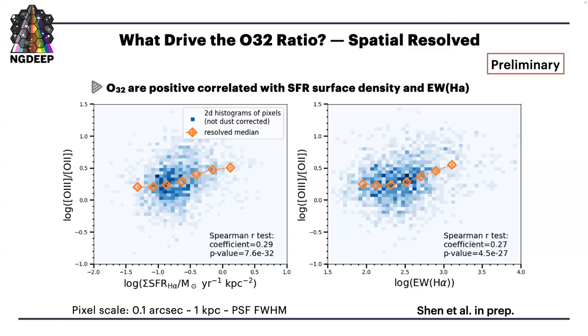So this suggests that the resolved O32 ratio is correlated with the star formation rate surface density and also the equivalent width of H alpha. The equivalent width of H alpha is also a tracer of enhanced star formation rate. This is similar to what we found in our integrated study, that the O32 ratio is correlated with enhanced star formation rate, star formation activity.